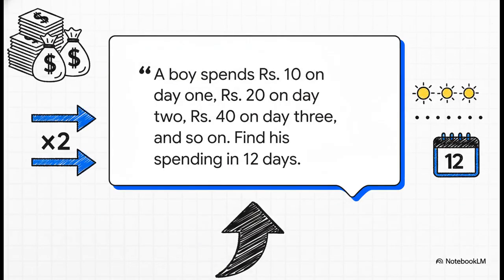Done. And here we go, a classic word problem. This is the kind of thing they love to put on exams. Notice it doesn't scream, hey, this is a GP. You have to be a detective. You read it and see the pattern. 10, then 20, then 40. He's doubling his spending every single day. That constant multiplication is your big flashing sign that you're dealing with a GP.